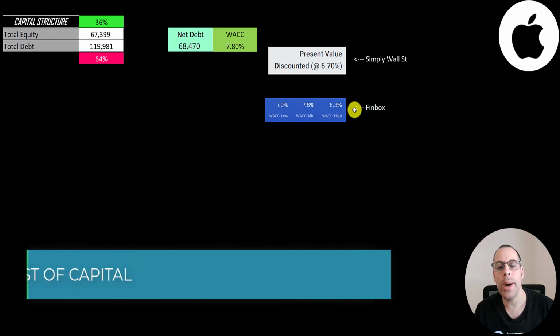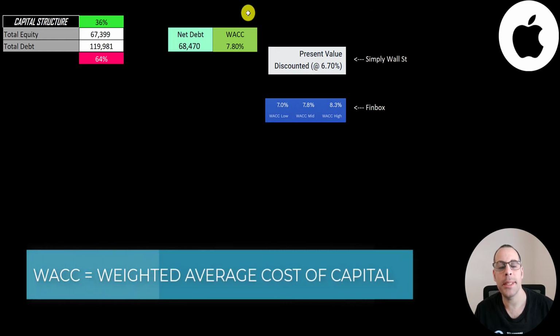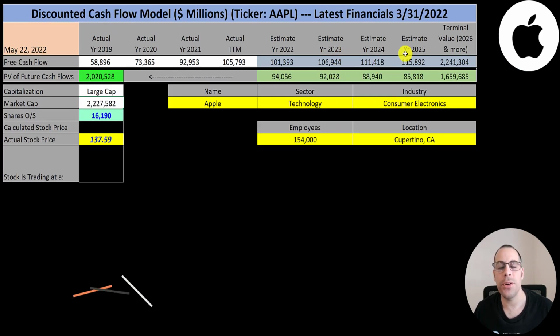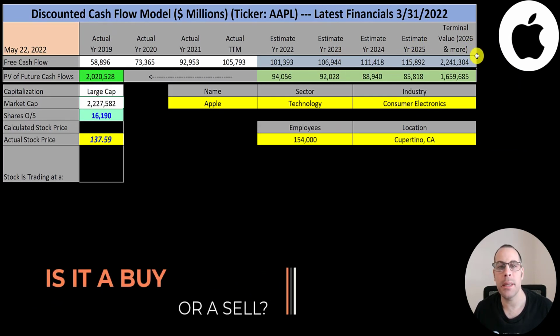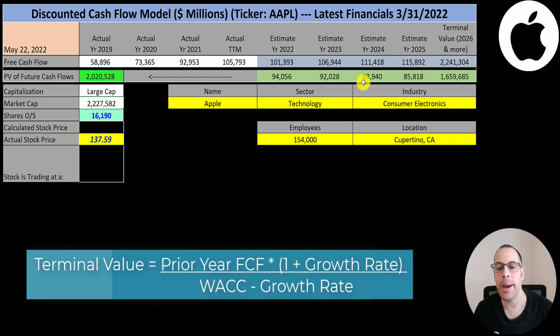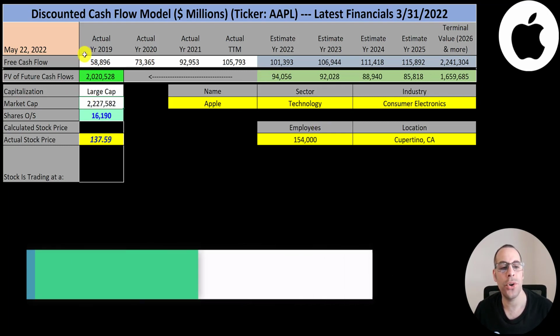I use the middle WACC on Finbox, 7.8%, and that's the discount rate we're going to apply to the future cash flows. We estimated 4 years of future free cash flows. We also estimated a terminal value, which is all cash flows past year 4, that's $2.2 trillion. We discounted those numbers back to today using the weighted average cost of capital. We get a value of the company of $2 trillion.